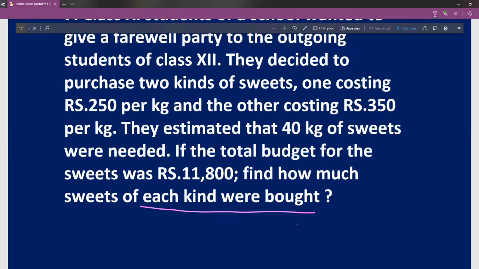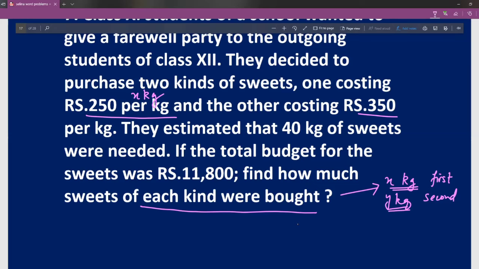Again, our old trick. Let us assume that x kg of the first and y kg of the second is bought. Just remember that our assumption is of mass, that is x kg. Now how does this help us? The first is the one costing rupees 250 per kg. I have purchased x kg of this. The second costs 350 per kg. I have taken y kg of this.